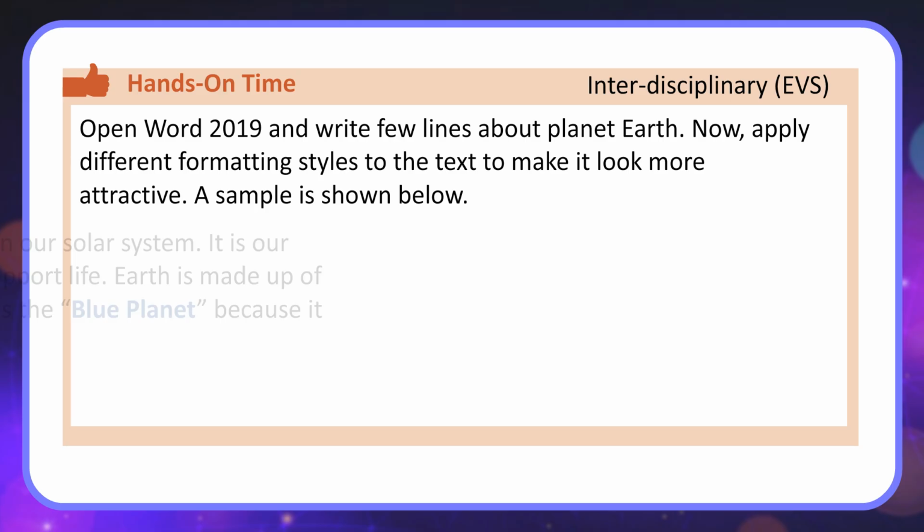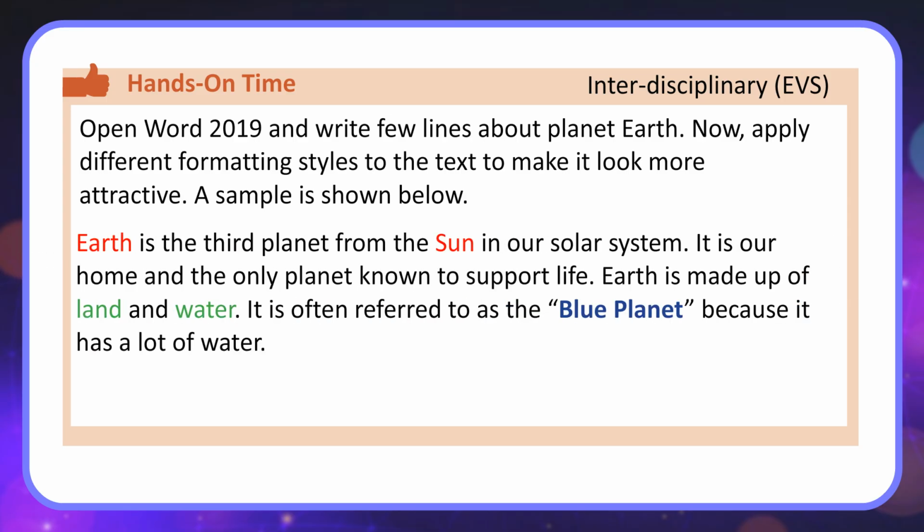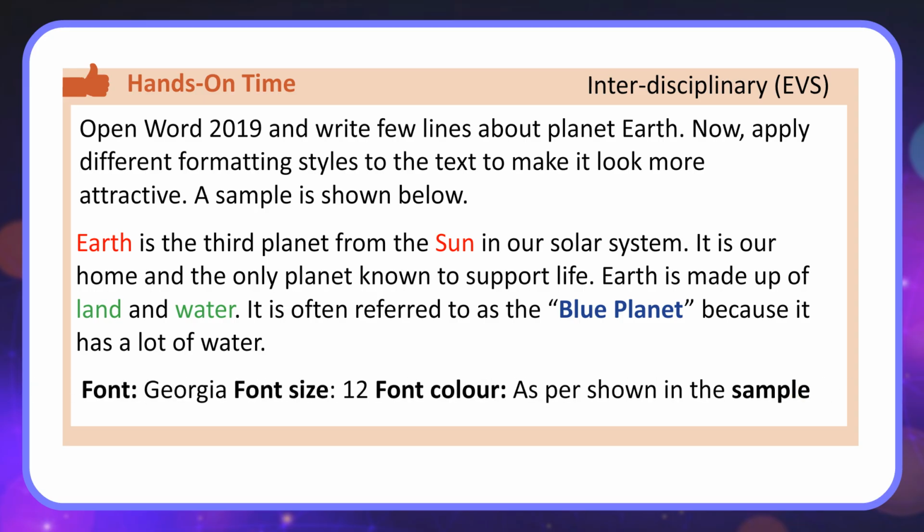Sample is shown below. Earth is the third planet from the Sun in our solar system. It is our home and the only planet known to support life. Earth is made up of land and water. It is often referred to as the blue planet because it has a lot of water. Font, Georgia. Font size, 12. Font color, as per shown in the sample.